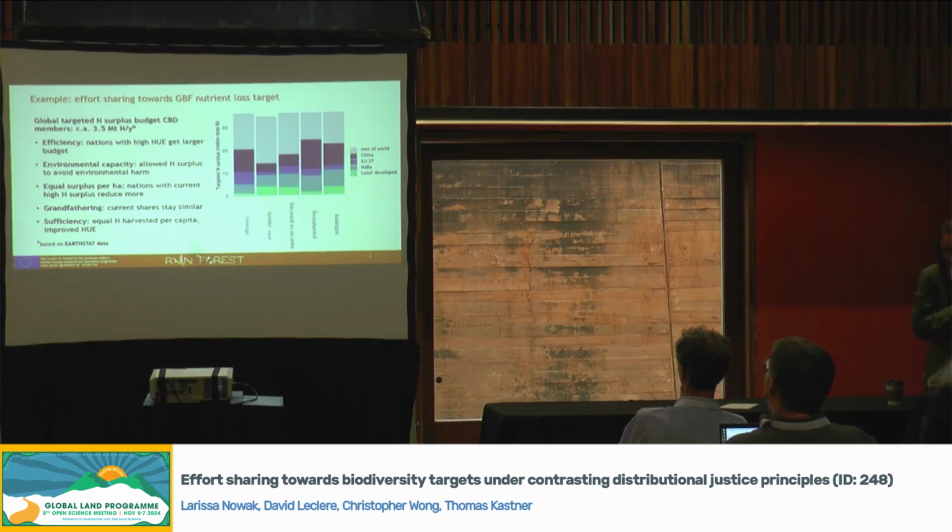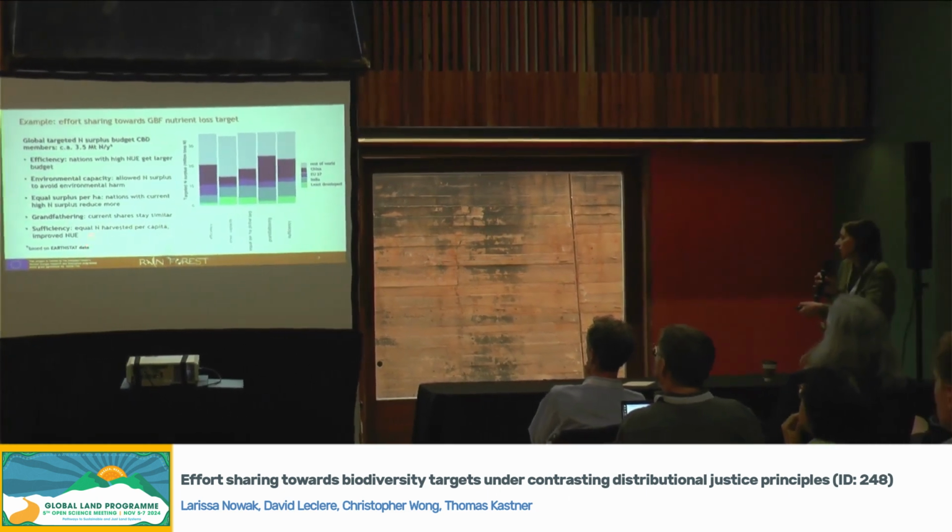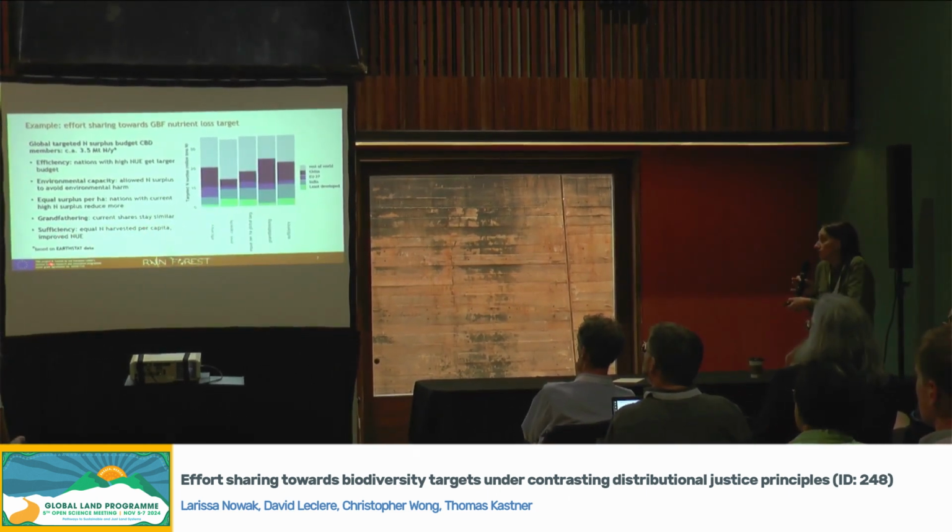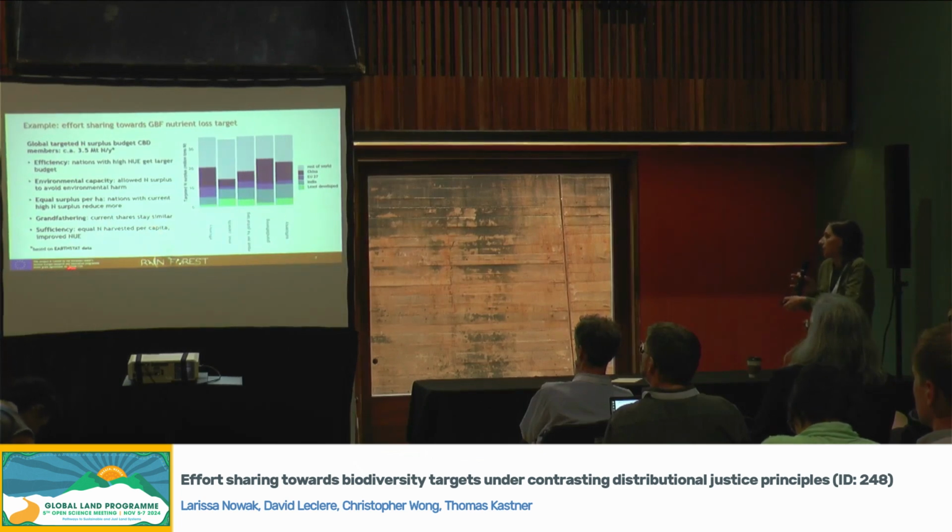So that's a sovereignty principle, meaning what I have acquired is kind of seen as mine, and then countries or regions that currently contribute a lot will also be allowed in the future to contribute a lot. And last but not least, we try to approach a sufficiency scenario where the idea would be that each region should be allowed to have enough nutrient loss to be able to produce enough food for their inhabitants. So we distributed the nitrogen harvested in an equal way per capita, but then, if we assume linear relationships, we had to improve the nitrogen use efficiency.